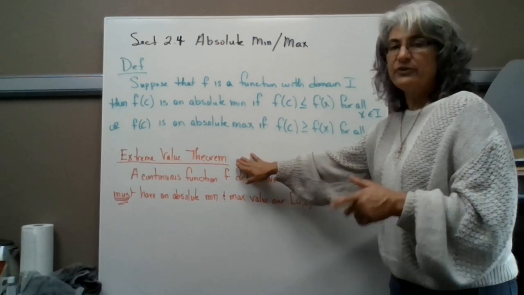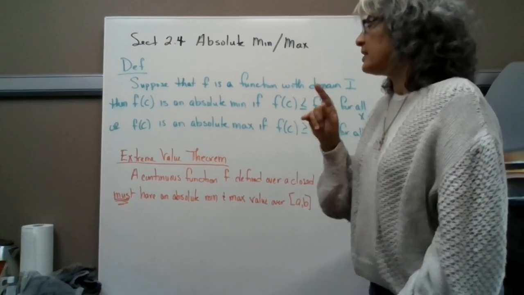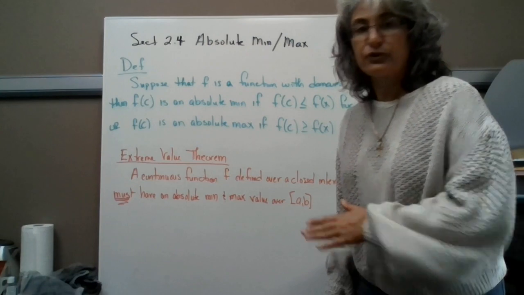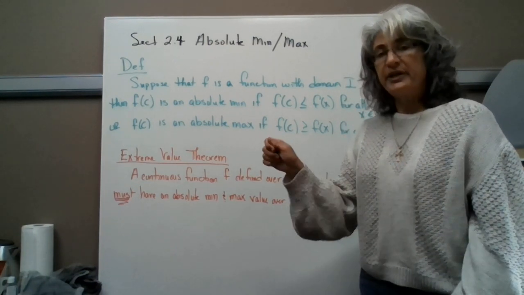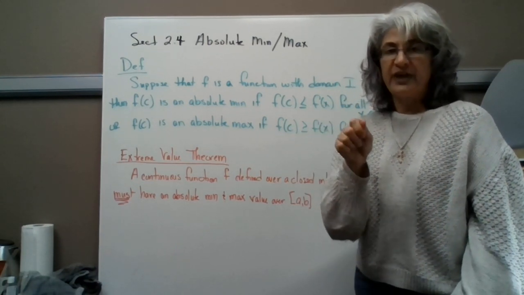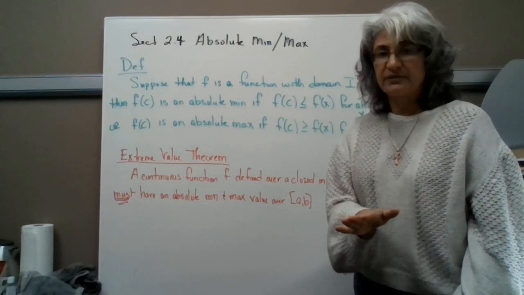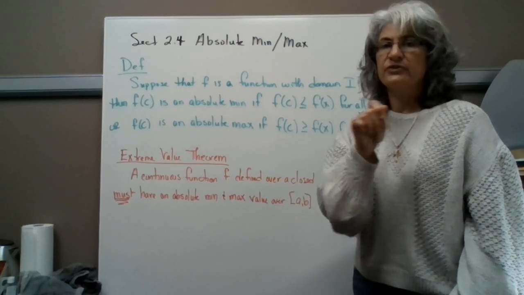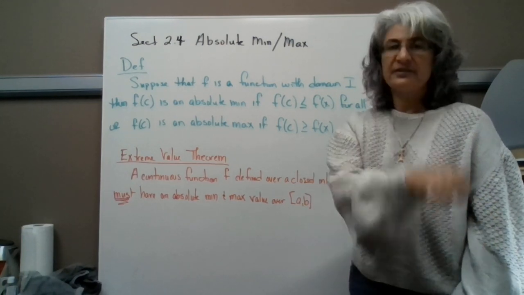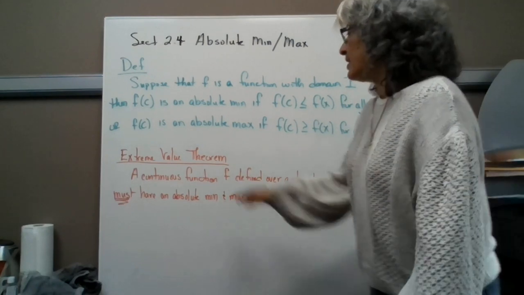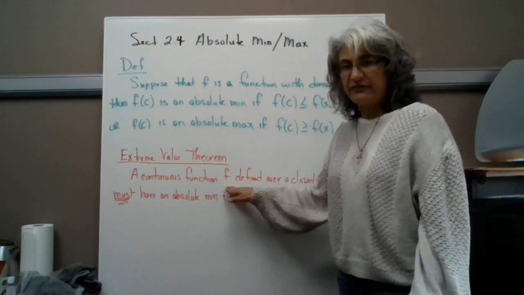The extreme value theorem. It says a continuous function. Remember what continuous means. There's no breaks in it. If you take your pencil and you start drawing on the graph and you never have to pick up your pencil, it's continuous. If you have to pick it up because there's an open circle or there's some kind of asymptote, then it's not continuous. So you have a continuous function f.